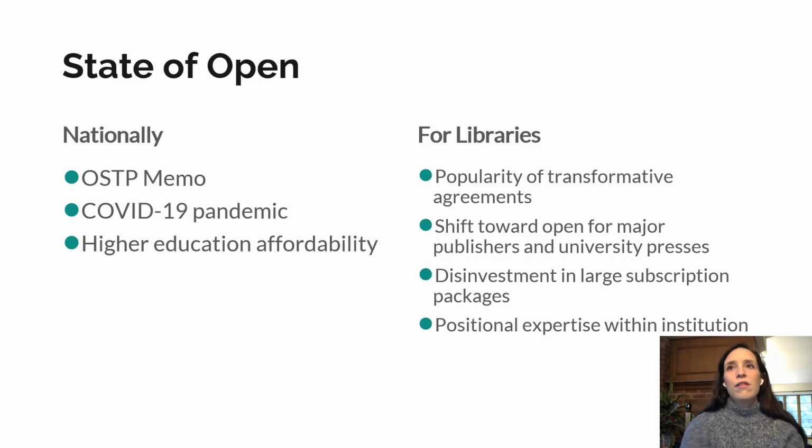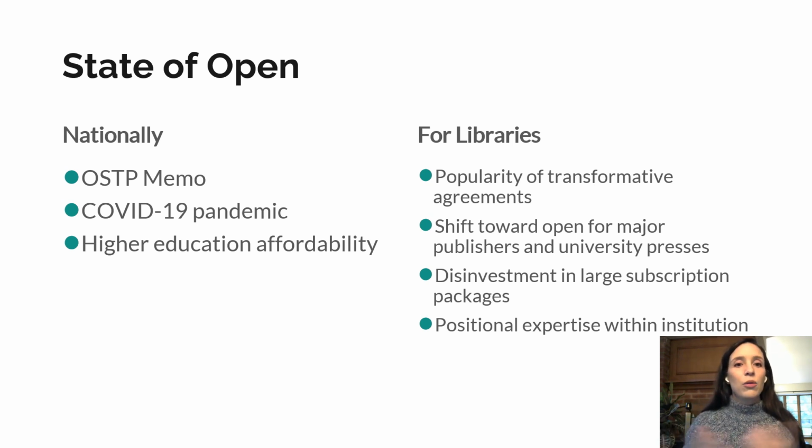So this research really came out of a project that we've been doing at Oregon State University, where we're starting to think about the state of open. So we've been tracking that scholarly communication landscape, and we know that things are shifting toward open. And as librarians, we think that's a great thing, but it's also something that we need to start preparing for.